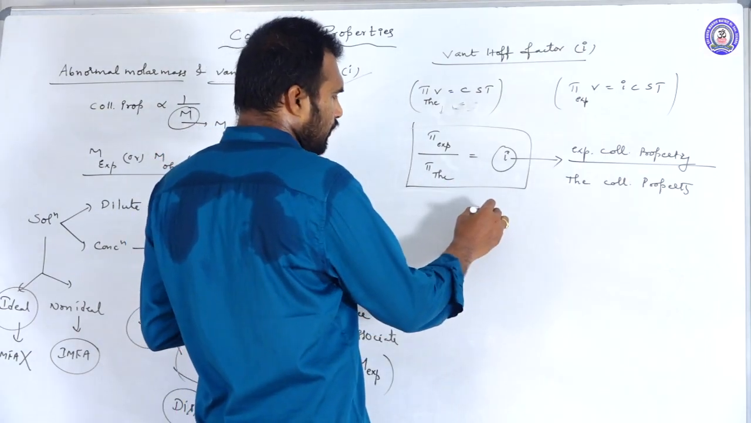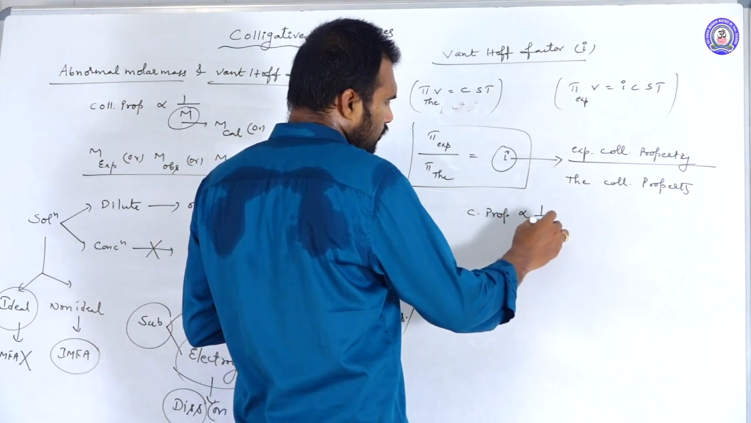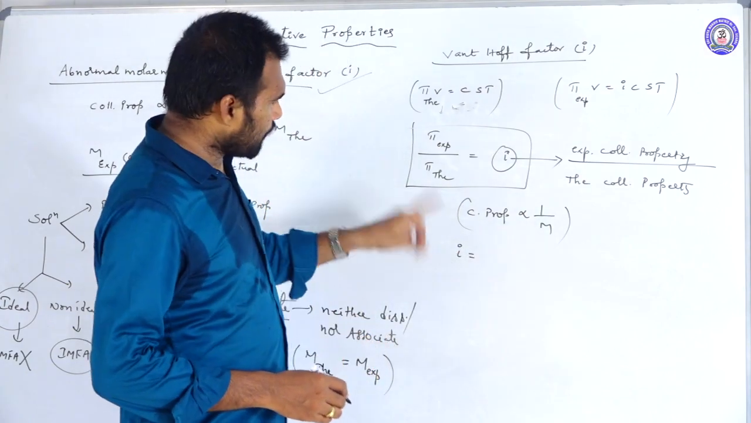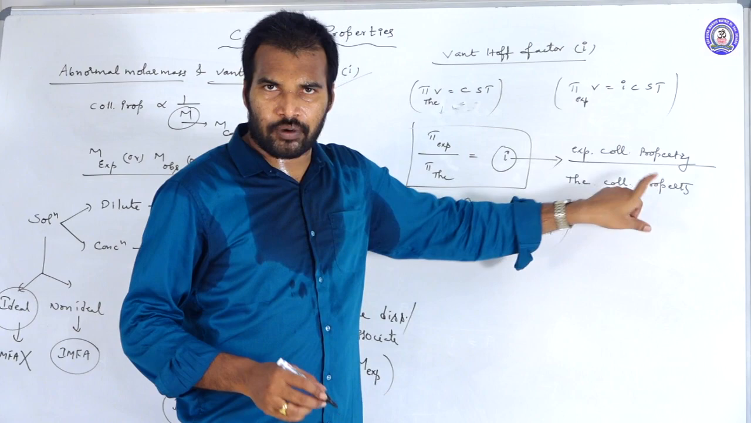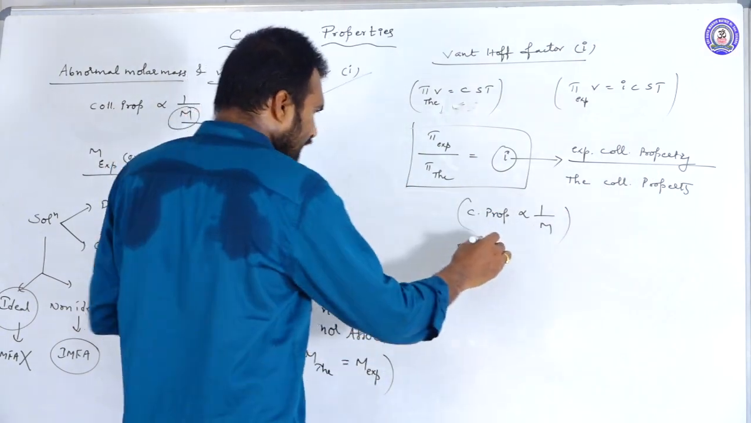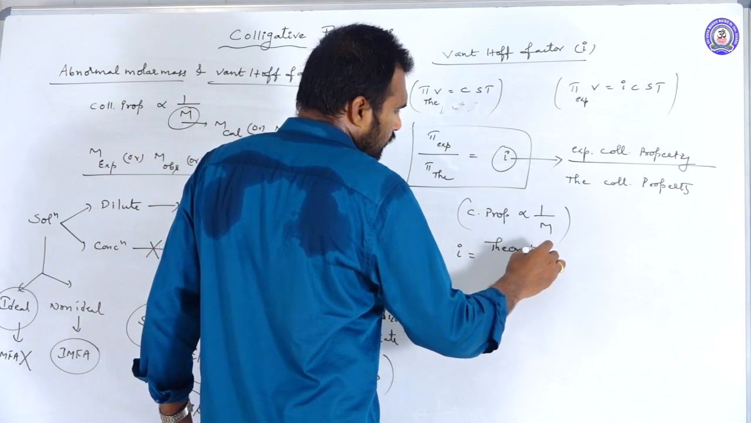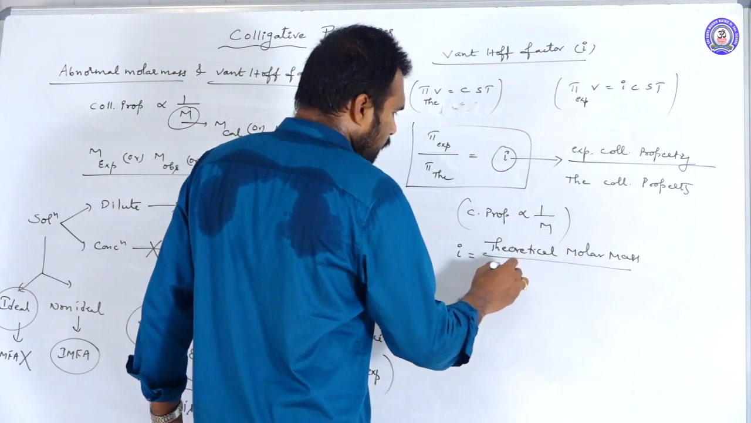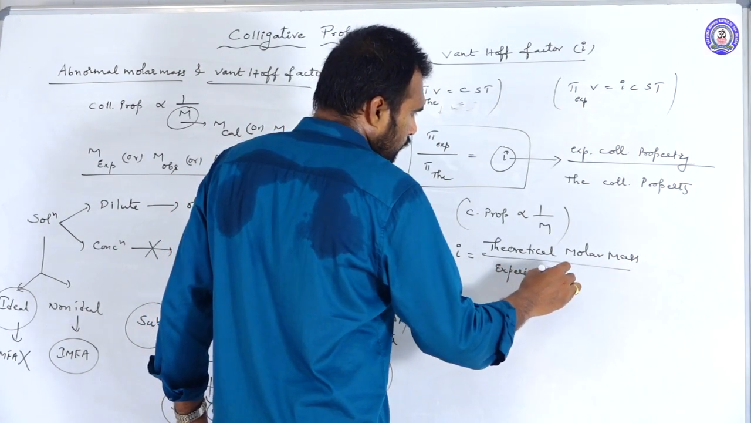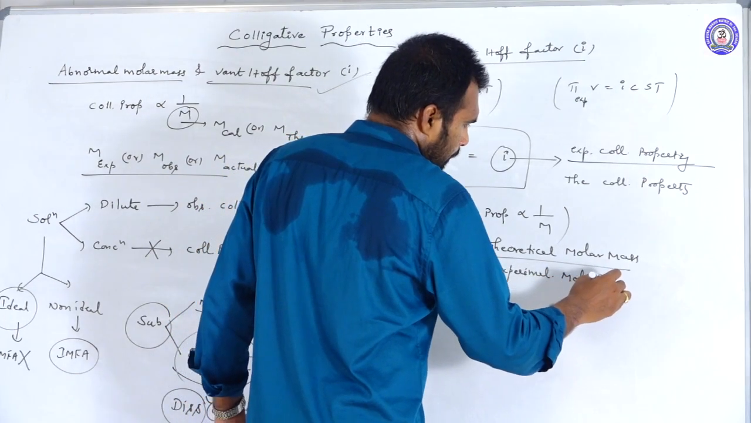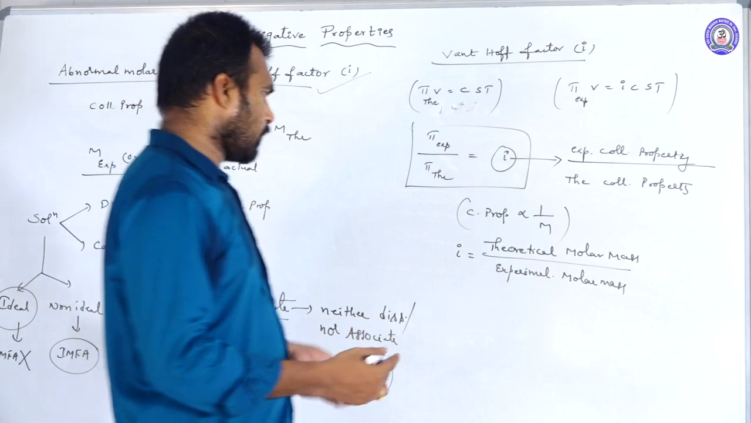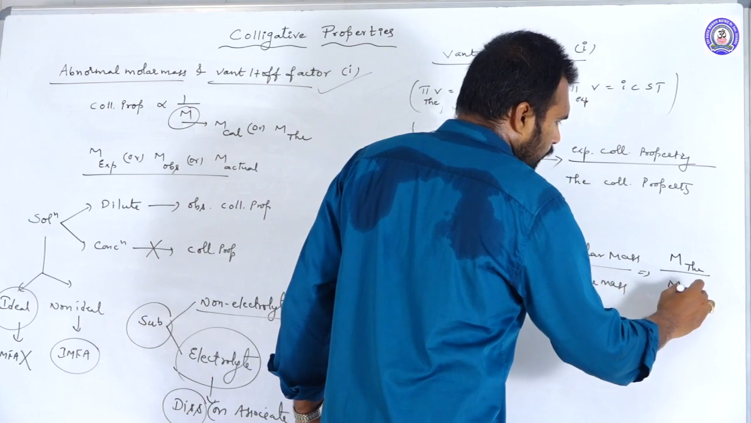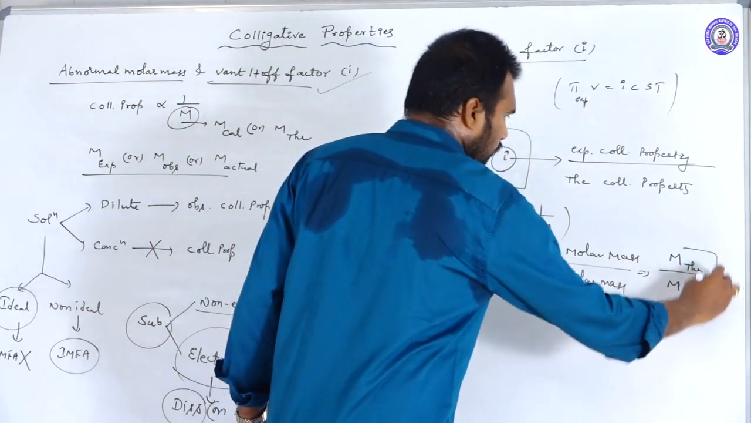Since we know that any colligative property is inversely proportional to molecular mass, from this what can you write? i is equal to, one more formula you can write. For experimental and theoretical colligative property with respect to molecular mass, we can write theoretical molar mass divided by experimental molar mass, that is M theoretical divided by M observed. This is one more formula.